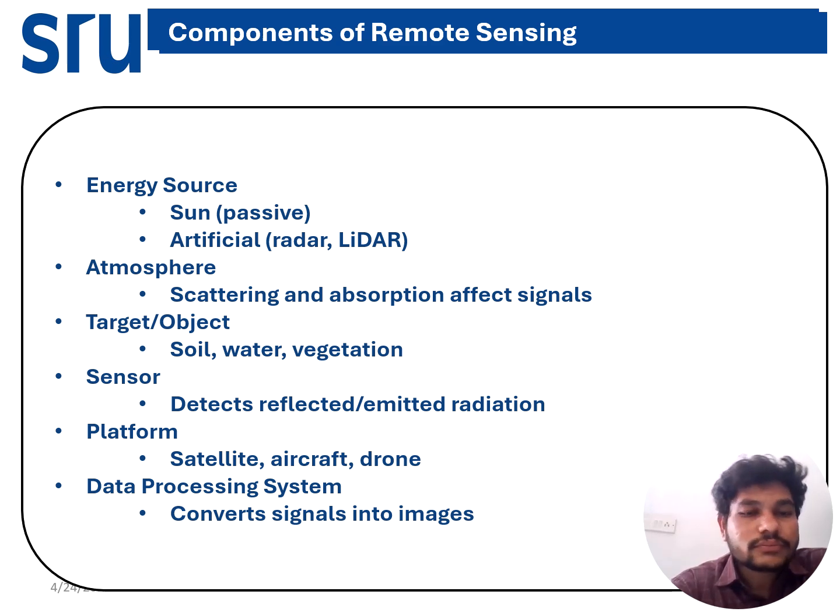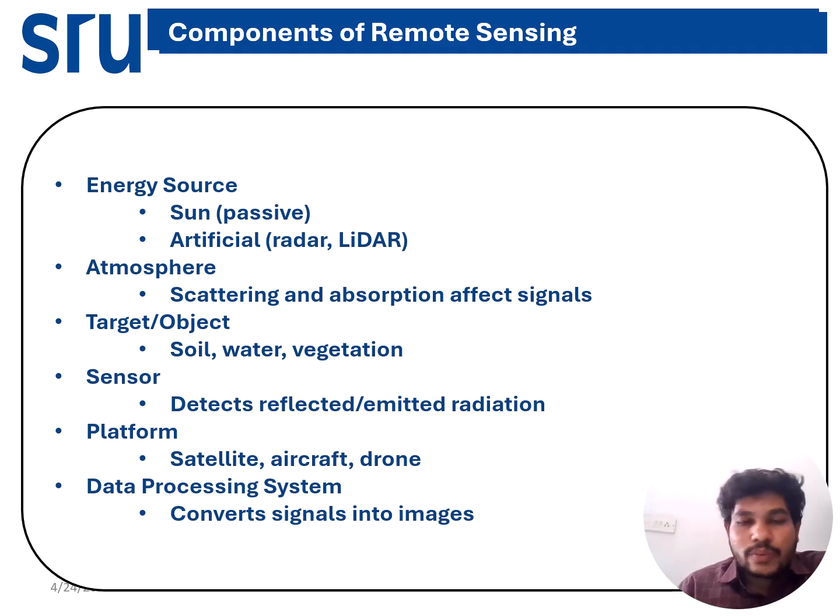Next is the platform, another component where the sensor is mounted. A satellite carries the sensor, and we also use aircraft and drones as platforms. A platform is a physical means used to mount the sensors. The last one is the data processing system, which converts the spectral or emitted radiation captured by the sensor into understandable images. These are the components of remote sensing, and we'll see them in detail.